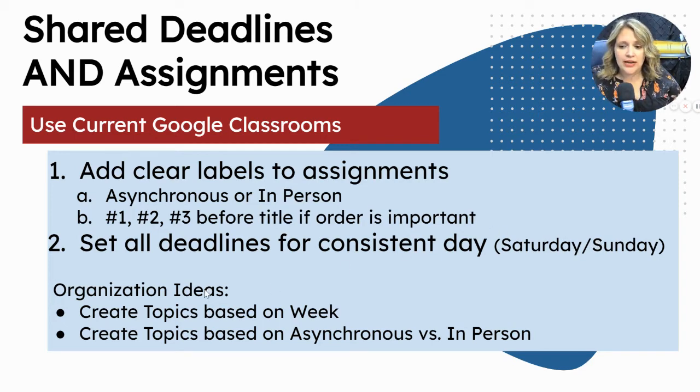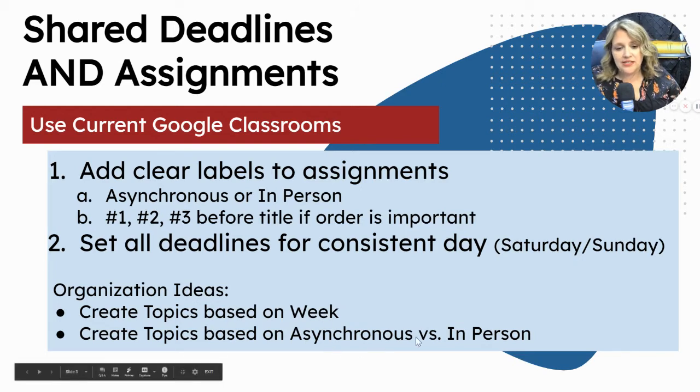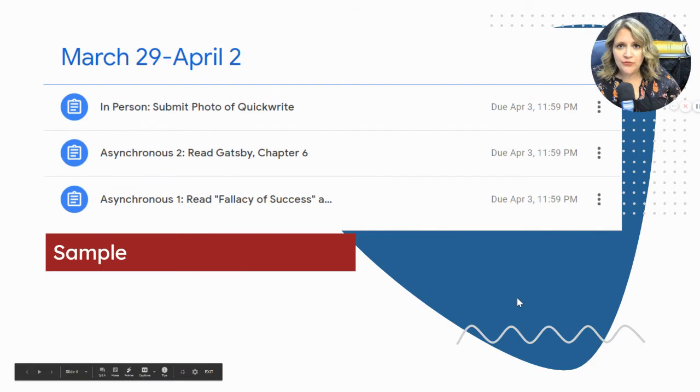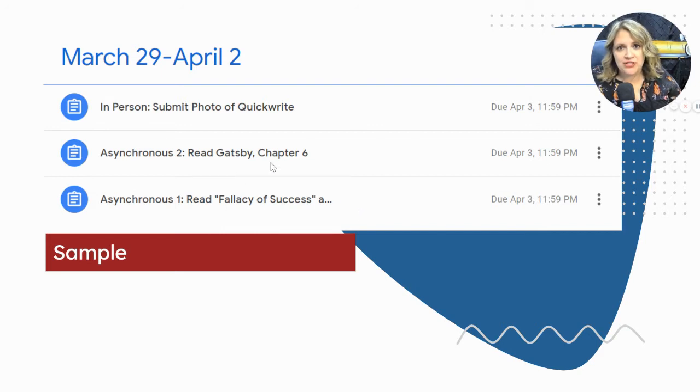You can also organize your topics in Google Classroom by the weeks, or whether it's asynchronous or in person. So, for example, here is a sample week where, while they're at home, they're going to be reading the Fallacy of Success article and responding, and they're going to read Chapter 6 of Gatsby. And while they're with me, we're going to do some discussions of critical lenses applying to it.